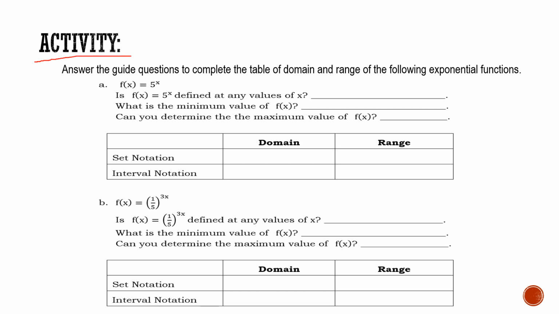So for your activity, answer the guide questions to complete the table of domain and range of the following exponential functions. First one is f of x is equal to 5 raised to x, and for letter B, f of x is equal to 1/5 raised to 3x. You're asked to find the domain and range of these, and you can use the guide questions to complete the table. So you can write your answers and solutions in your notebook.